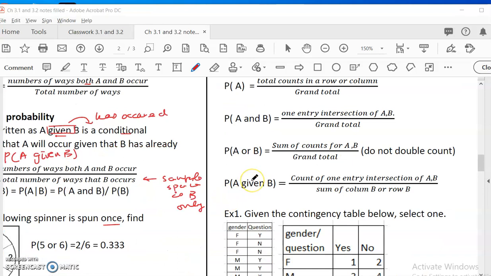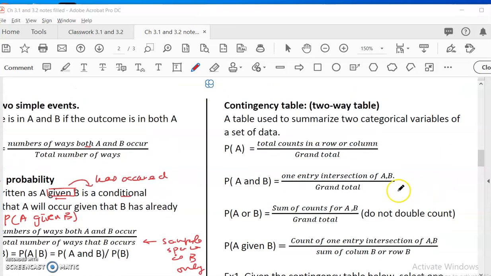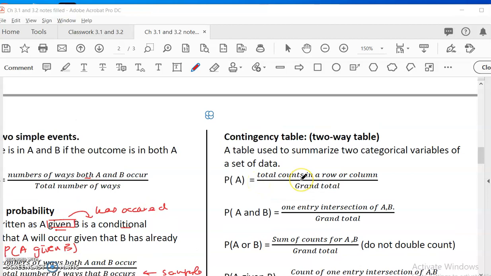A given B means you're changing the sample space, assuming that B has happened, because all the others don't happen already. So only B has happened. So the sample space is changed. So we are trying to calculate this kind of probability when we are analyzing a two-way table, a contingency table.